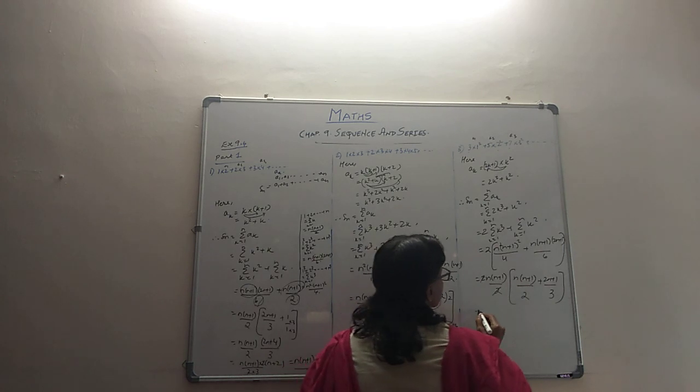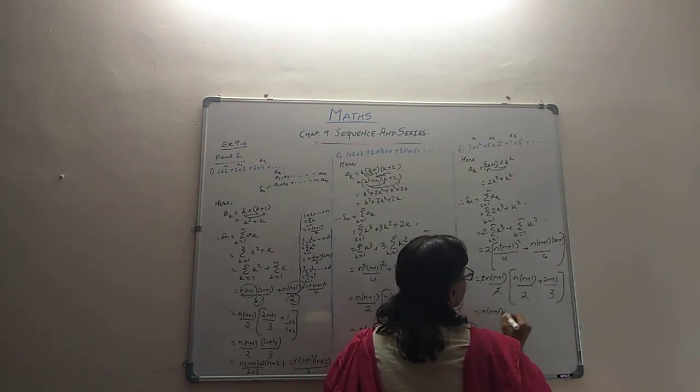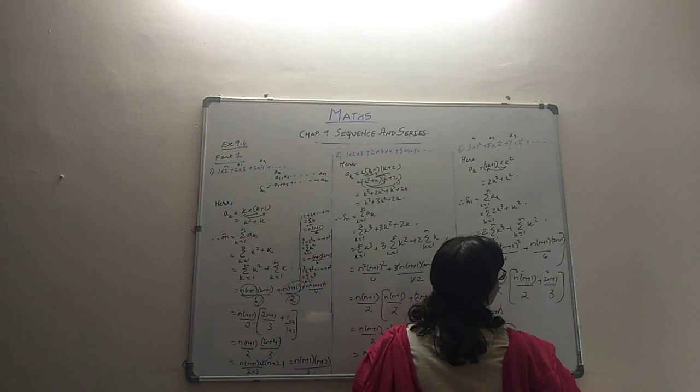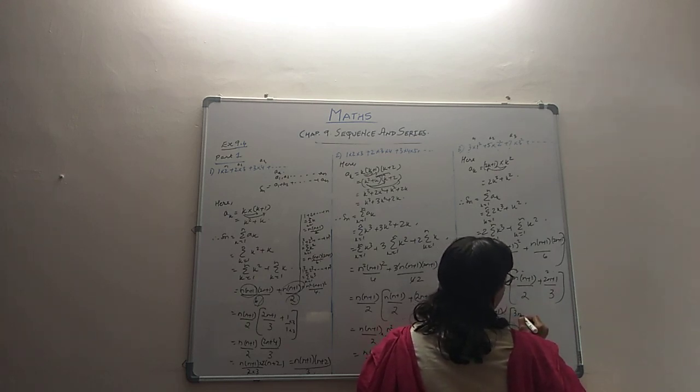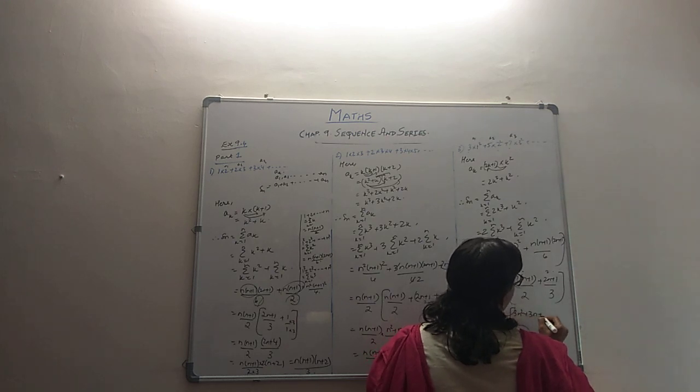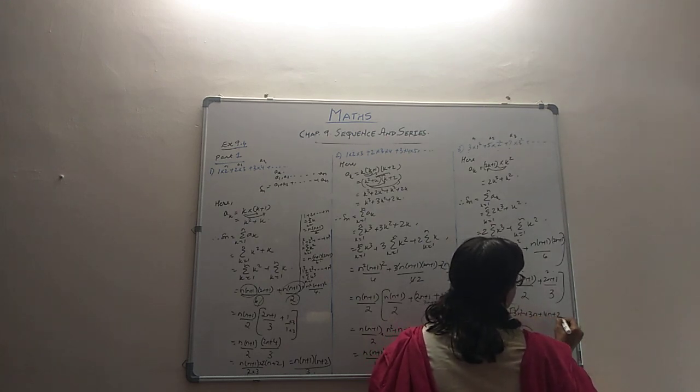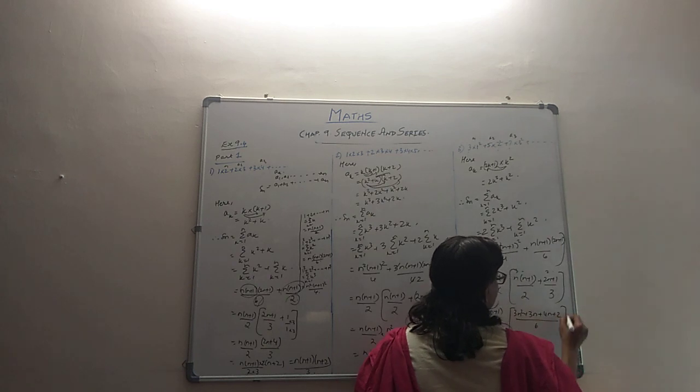You could have it equalized, n into n plus 1, you could have it equalized, this into 3 and this into 2. So you would have 3n squared plus 3n, and here it would be 4n plus 2 by 6.